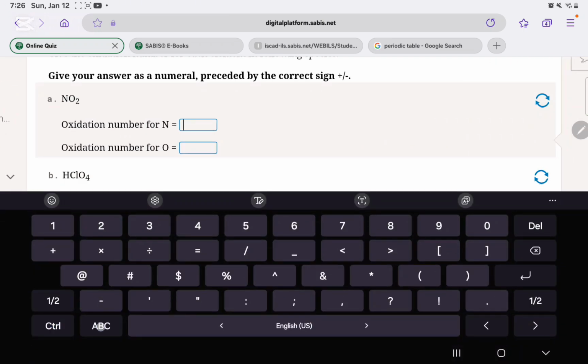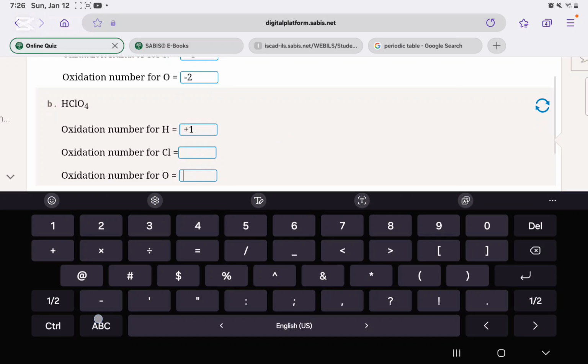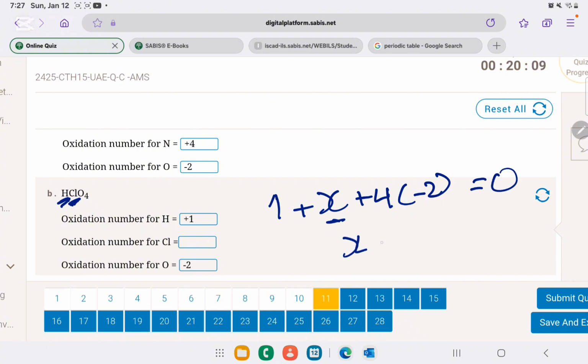So plus 4 and minus 2. And hydrogen is always plus 1, oxygen is always -2. We need to find the Cl. So 1 plus X plus 4 times -2. The 1 is for the H, and then the X is for the Cl. And then I did 4 times -2 because we have 4 oxygens, and oxygen's oxidation number is -2. And that's equal to 0. So X minus 7 is equal to 0. X is equal to plus 7.